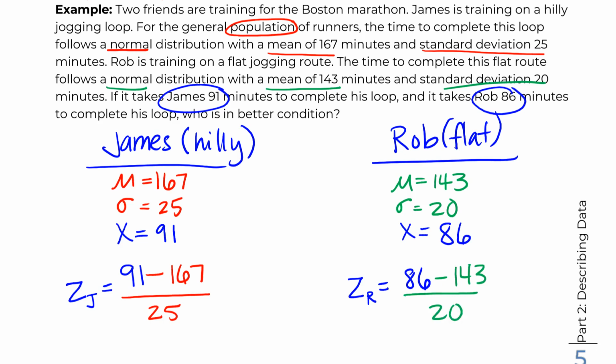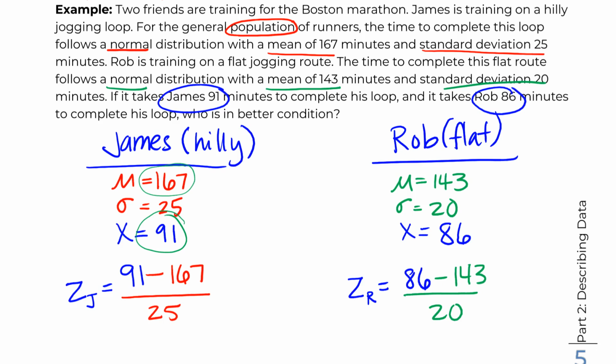And here's a question I always like to ask, because the majority of students who made a mistake on this, they made a mistake at the end. Their z-score calculations are perfect. They just chose the wrong runner. Are these two guys slow or fast compared to the population? If it takes people 167 minutes to finish the course and it only takes James 91, he is really fast, right? He's qualifying for Boston. So just throwing that out there. Let's keep that in mind.